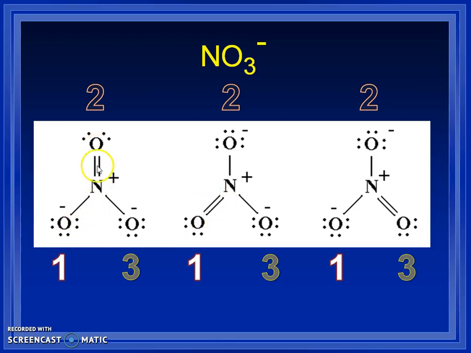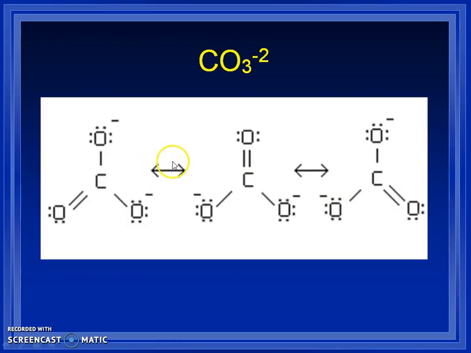Is it on the number 2 oxygen? Is it on the 1 oxygen? Or is it on the 3rd oxygen? So a lot of times you're going to see double arrows in between these structures to say, well, really this nitrate ion can exist any one of these three ways because there are technically 3 different oxygens. So here's that double bond that we were talking about.